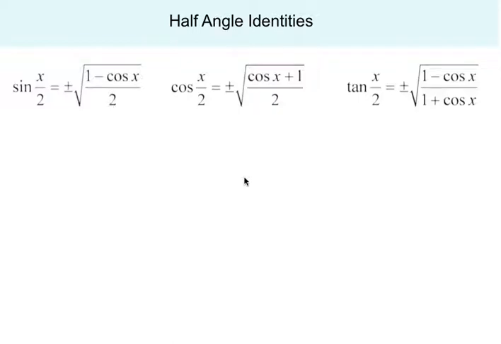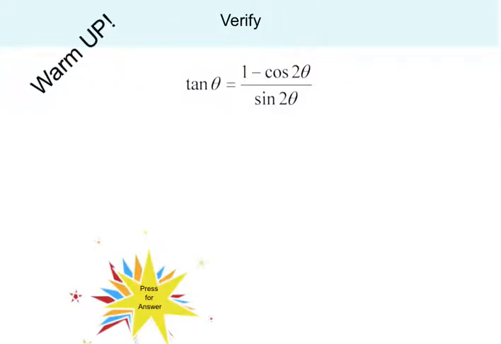So we're going to continue proving identities today. Before we start, I want you to write down these half-angle identities, and when you're ready, pause. When you're ready, press play again, and we will do a warm-up. Okay, so start by proving this identity. Press play again, pause and then play when you're ready to see the answer.